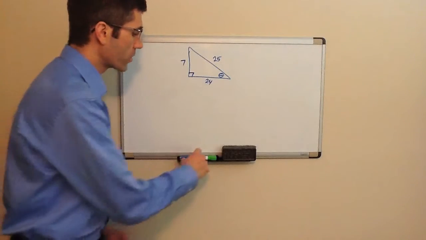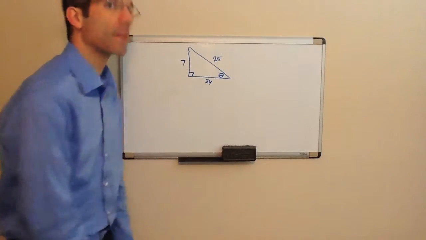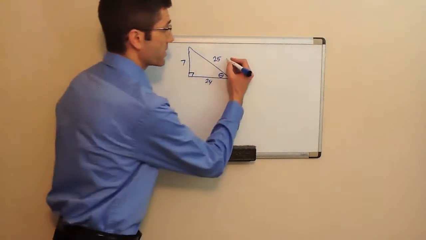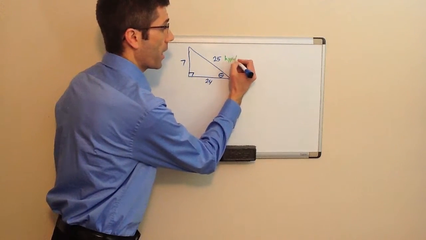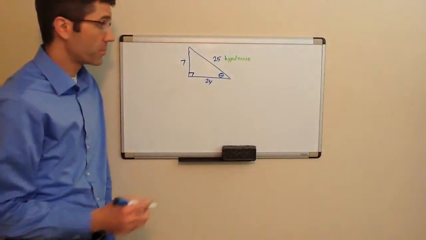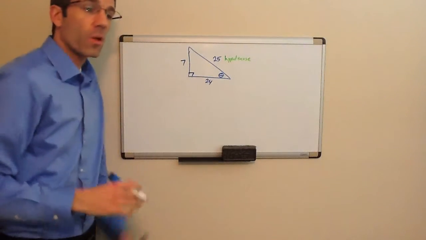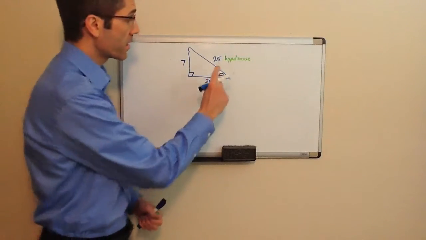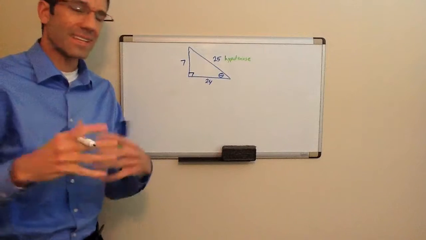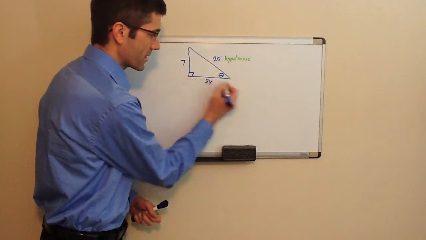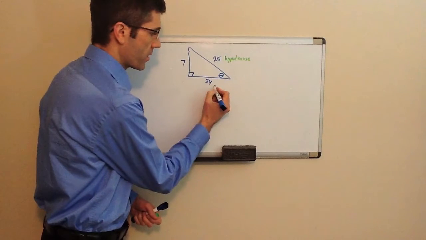Okay, in order to find the adjacent leg, then we're going to have to start by saying, you know what, I know what this is. This is the hypotenuse. There we go. There's the hypotenuse. The 25 is the hypotenuse. Well, what's adjacent to the theta? Well, we could say that this is adjacent to it, but it's not the adjacent leg. I'm going to call this side, this leg right here, the adjacent leg.